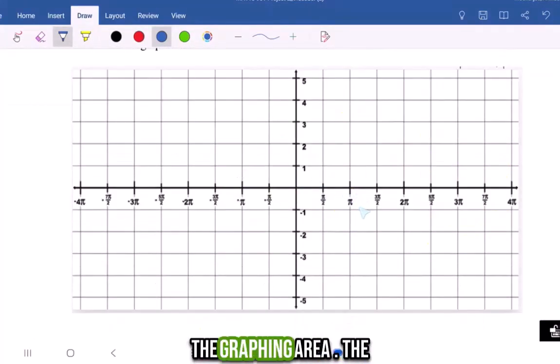Here we are, the graphing area. The graph is scaled along the x-axis by pi over 2 intervals. However, I'm going to change this a little because we should get a spread out graph. Otherwise, it'll be too cramped if I don't change the intervals. I'll make this pi over 4 units. So this minus pi over 2, I will be changing to minus pi over 4. And on the right hand side, positive pi over 2, let's write that as pi over 4.